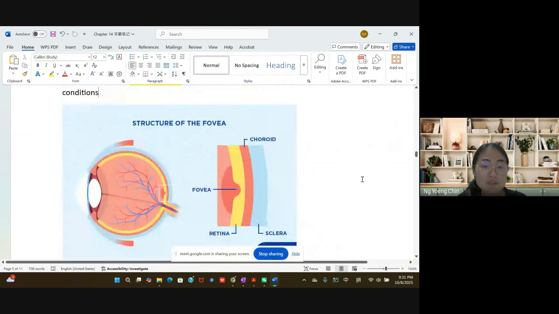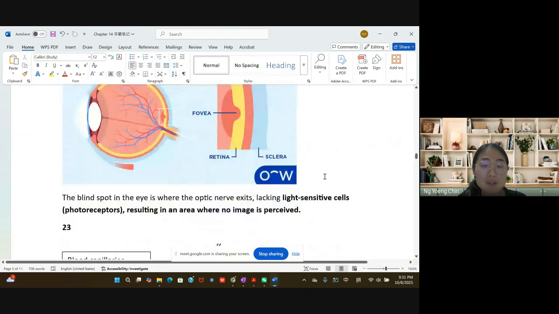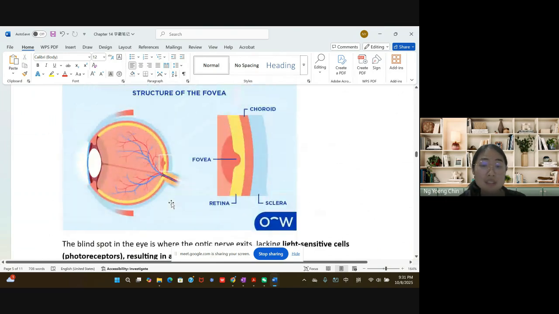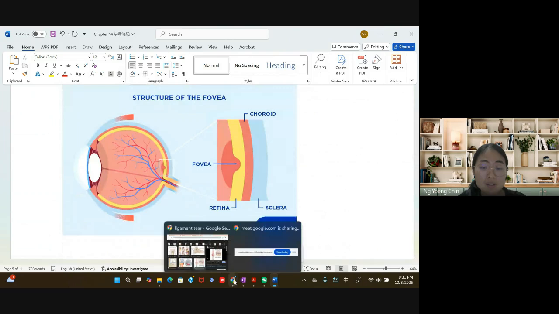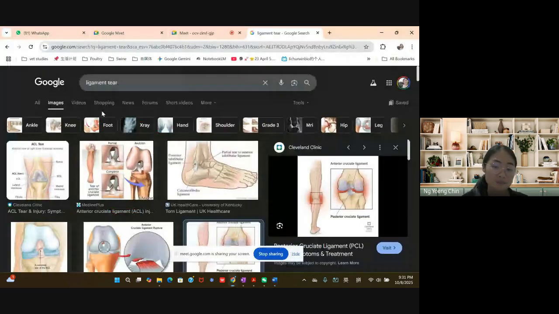And then you also have the blind spot. The blind spot is usually located very near to the optic nerve. At this blind spot, there is a lack of light sensitive cells, resulting in an area where no image is perceived. Let me show you the area of the blind spot later. You should know about this also, the blind spot.